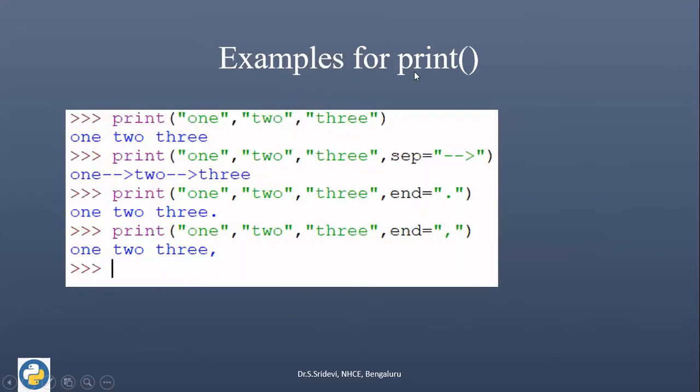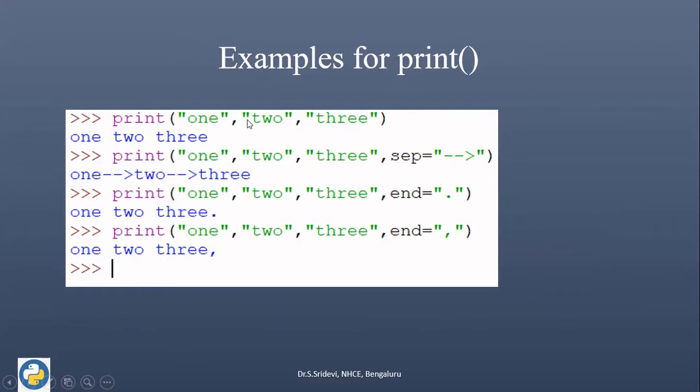Now let's see some examples for the print function. So I want to print totally 3 different objects here. So I'm calling one print function to print more than one object. All three objects are strings, so I'm giving them inside double quotes. When I call this function, it is going to print 1, 2, and 3.